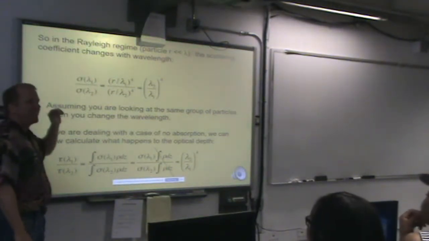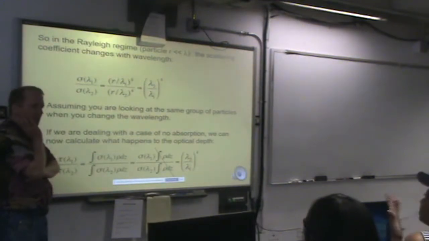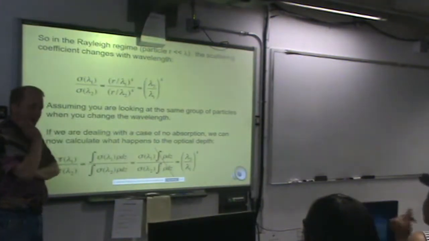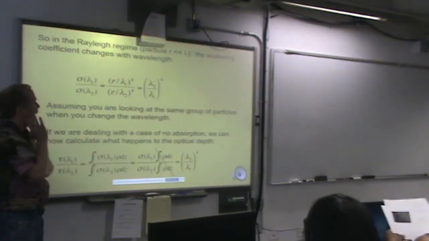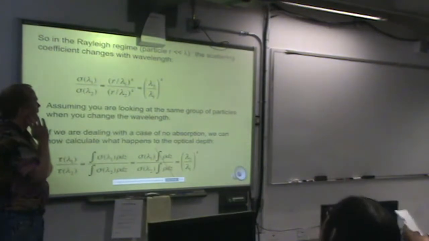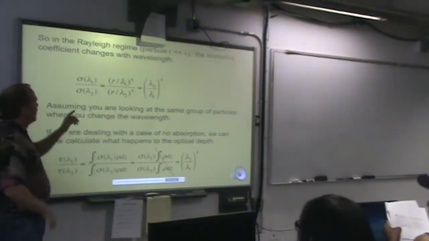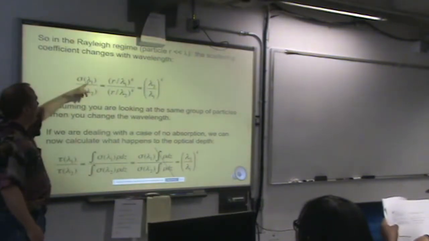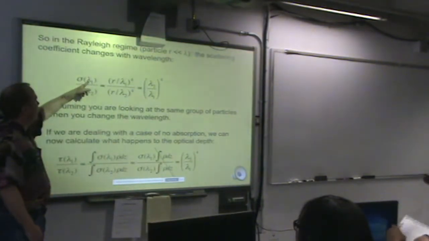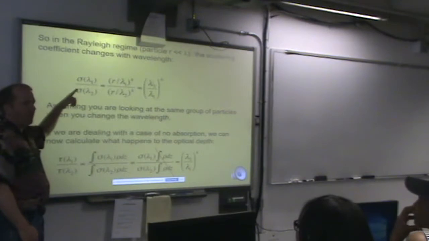So it's the same particle, but looked at with different wavelengths. So this is how the scattering will change. As we're going from one scatter, let's say lambda 1 is a short wavelength, lambda 2 is a long wavelength.